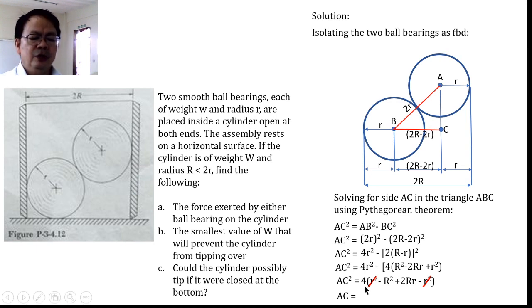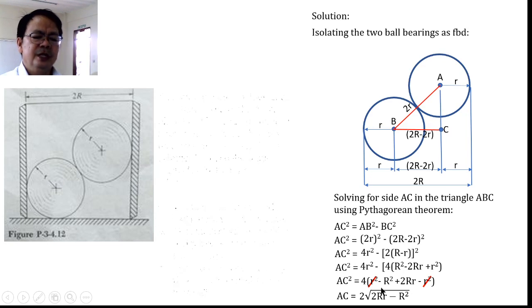Then this becomes, what is the square root of 4? That is equal to 2 times the square root of, I simply arrange this one, so that this becomes 2rr minus r squared. So this value of AC is now expressed in terms of the dimensions of the radius r and the radius of the cylinder and the radius of the ball bearing. And that is the distance AC.